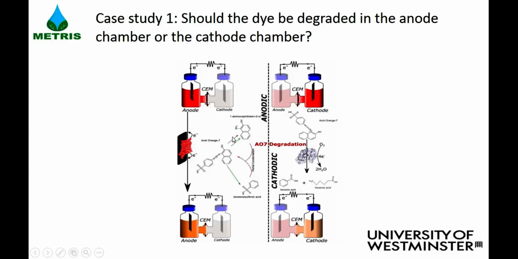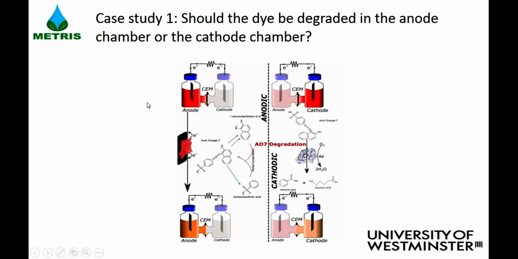The other approach, which is one of the most commonly used approaches, is feeding the dye in the anode chamber. That's where you have microorganisms. So the idea there is that the microorganisms degrade the dye via a mechanism which is not entirely known. I'll talk about that in a moment. Yeah, so there are two options.